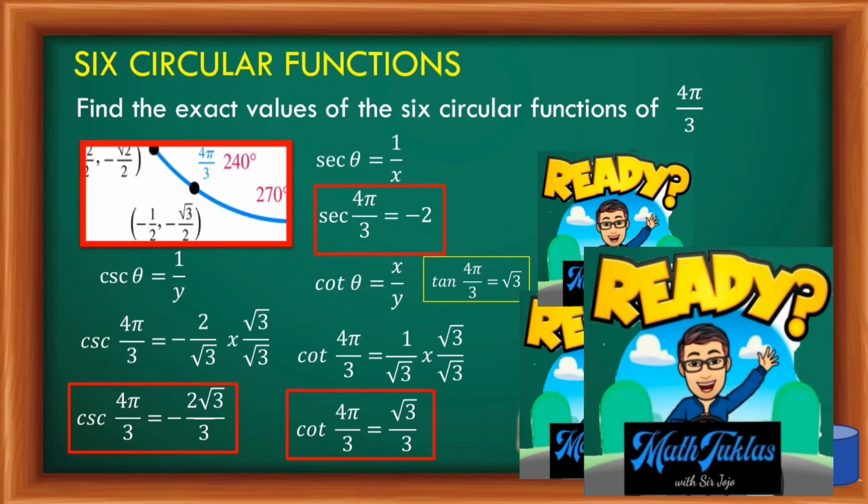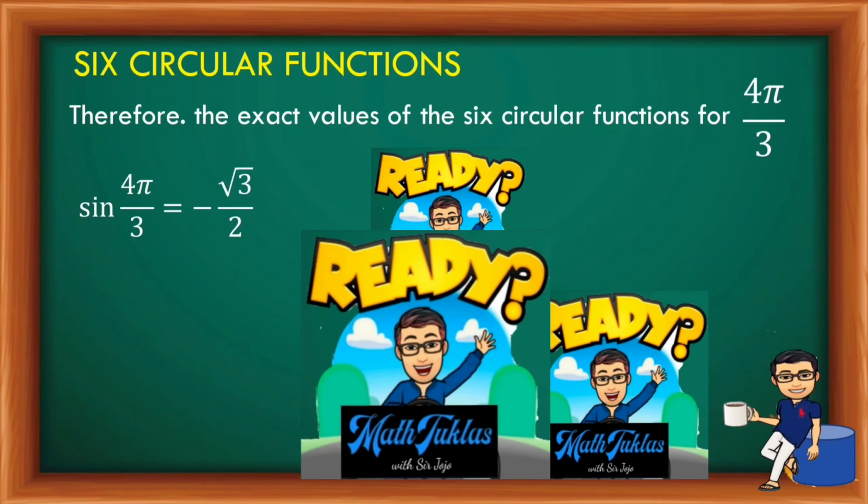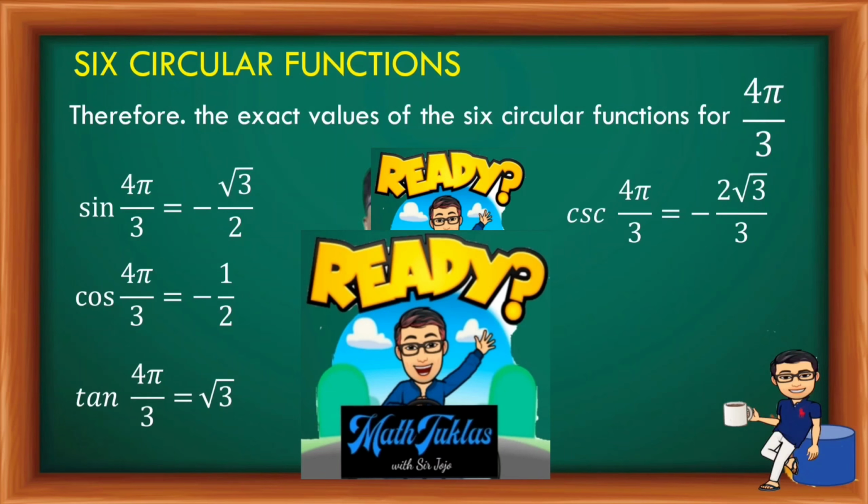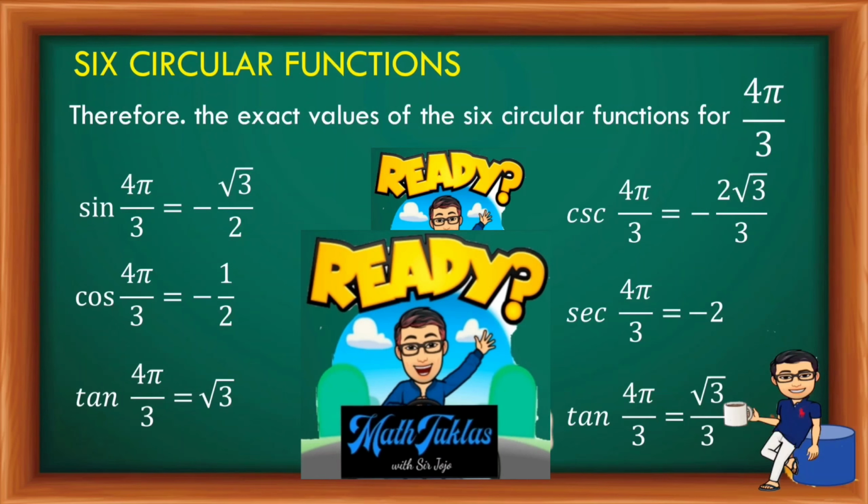Therefore, ang ating six circular functions for 4 pi over 3: sin 4 pi over 3 is equal to negative square root of 3 over 2. Cosine 4 pi over 3 is equal to negative 1/2. Tangent 4 pi over 3 is equal to the square root of 3. And cosecant 4 pi over 3 is equal to negative 2 square root of 3 over 3. Then secant 4 pi over 3 is negative 2. And cotangent 4 pi over 3 is equal to the square root of 3 over 3. So sana nag-guide na tayo kung paano hanapin ang exact value ng 6 circular functions.